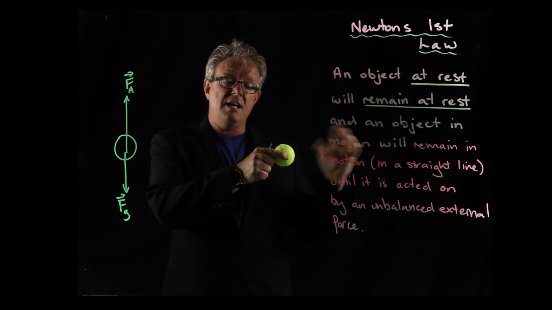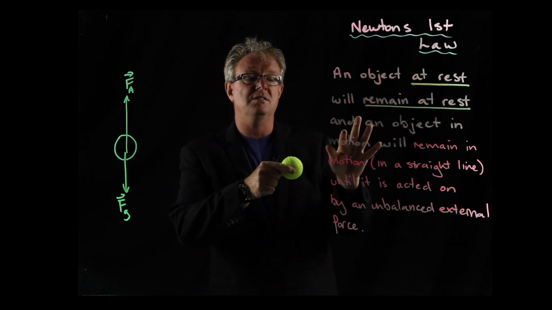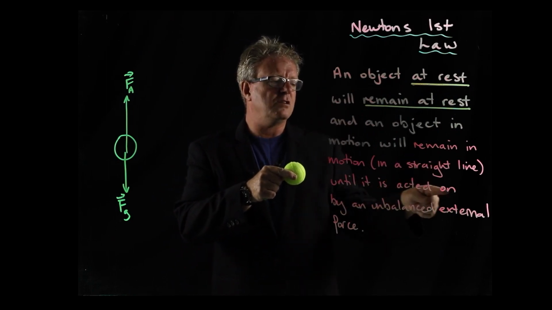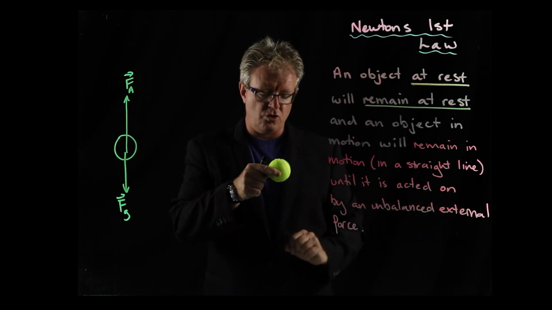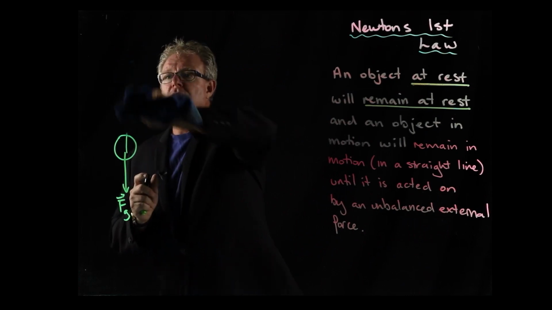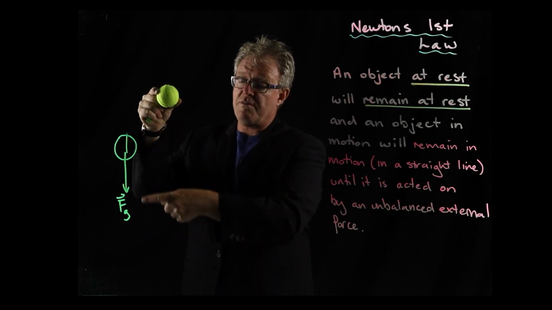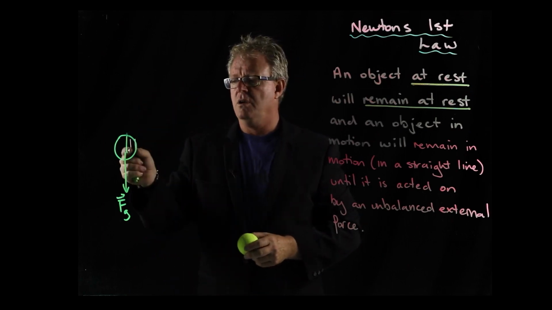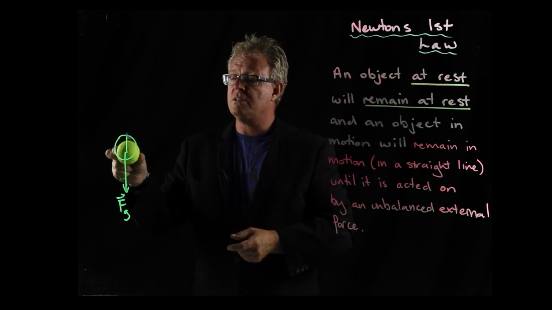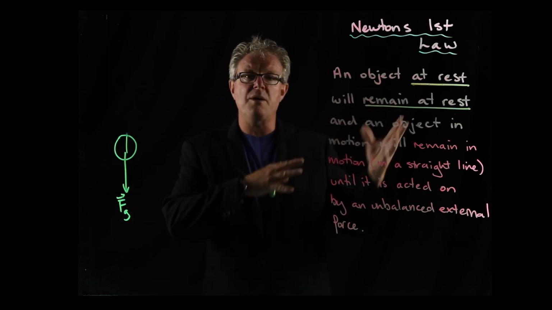If I was to remove my hand, that ball now would remain stationary, because it says an object at rest will remain at rest. But then, of course, it says, until it is acted upon by an unbalanced external force. So if I remove this upward force of holding the ball, the only force now acting on that ball is the force of gravity, and that's going to pull it down, which means we have an unbalanced force situation here. There's force going down, but there's no force going up. So it's unbalanced, and so that ball is going to be accelerated downwards.